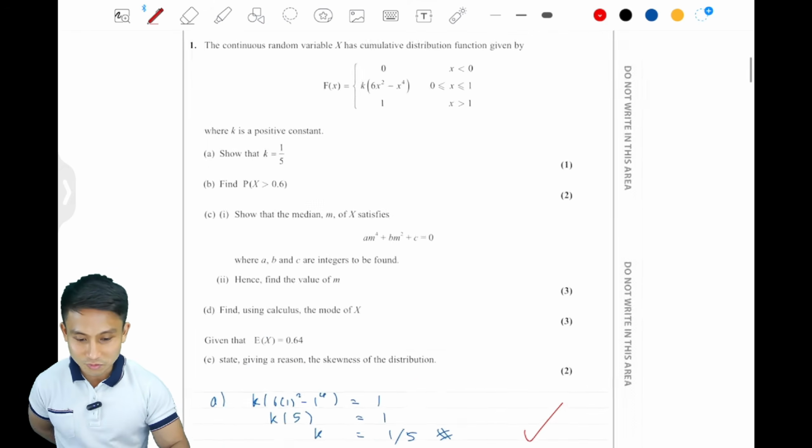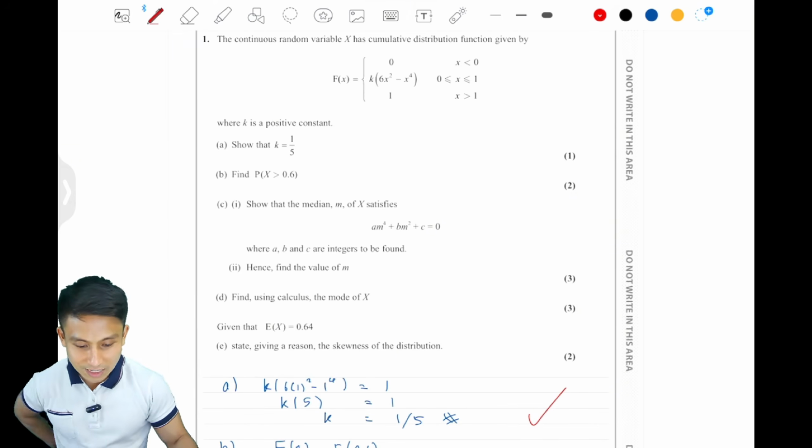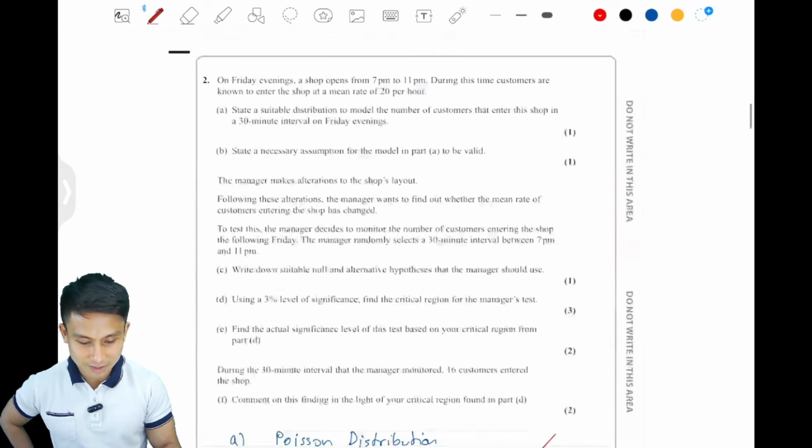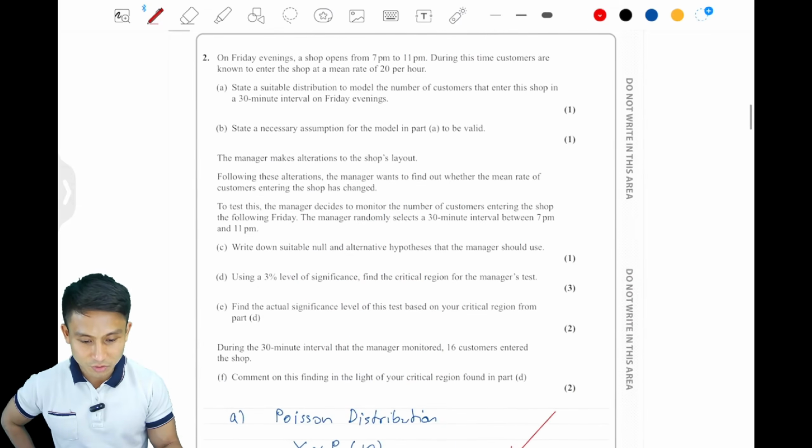But yeah, let's go through them anyway. I'm just gonna stress the tricky parts that you should be careful about. Nothing in question 1, I would say. Question 2, yeah.